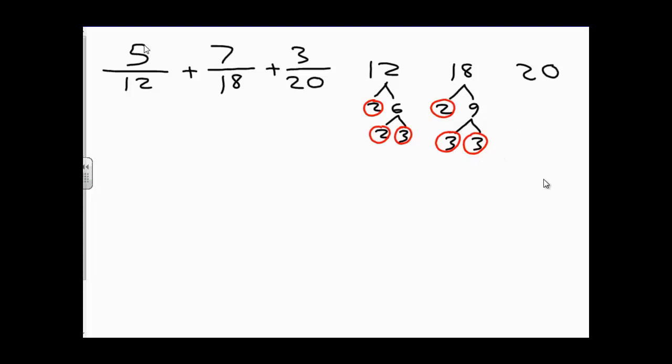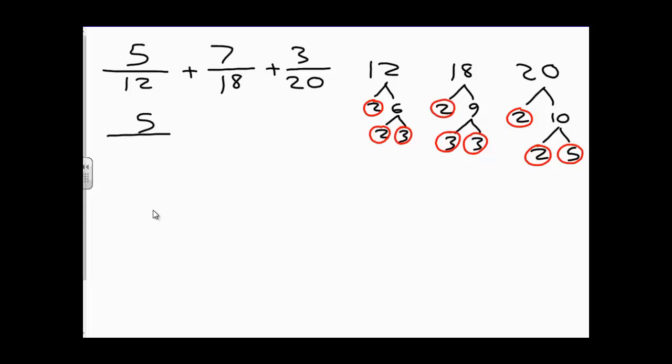20 is going to break down into 2 times 10. And 10 breaks down into 2 times 5. The primes are going to be the 2, the 2, and the 5. Step 3 has us rewriting the fractions using the factored denominators.